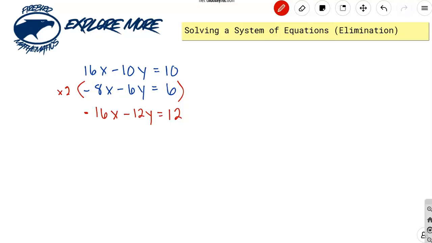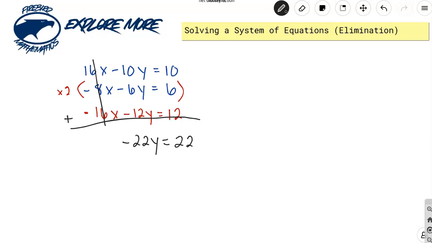And so now when we do that, we see that we have a positive 16x in the first equation and a negative 16x in the second equation. So now we can just add these together like we did in the last example. So 16x minus 16x, those cancel out. Negative 10y plus a negative 12y, that would be negative 22y. And then 10 plus 12 is 22.